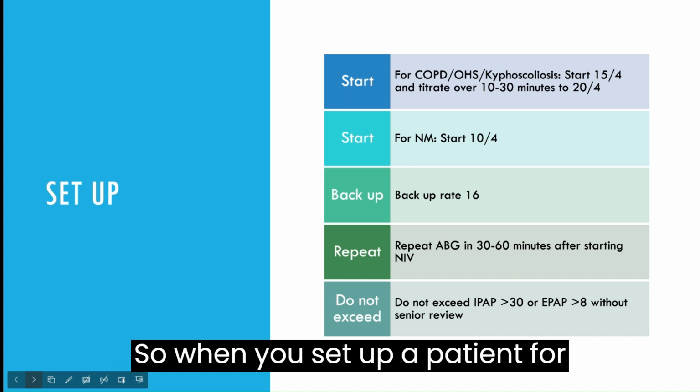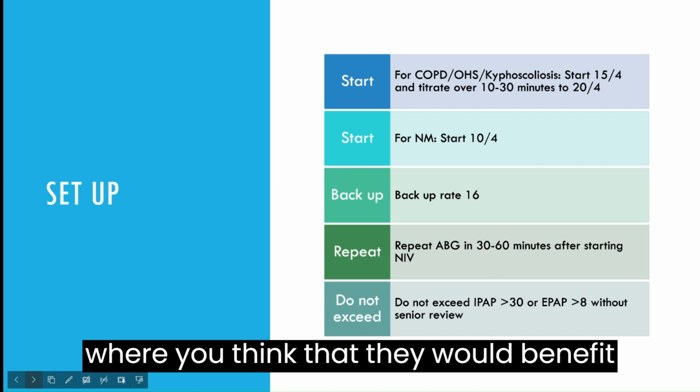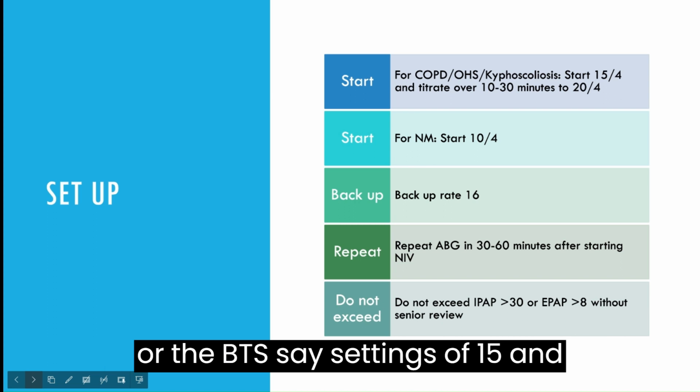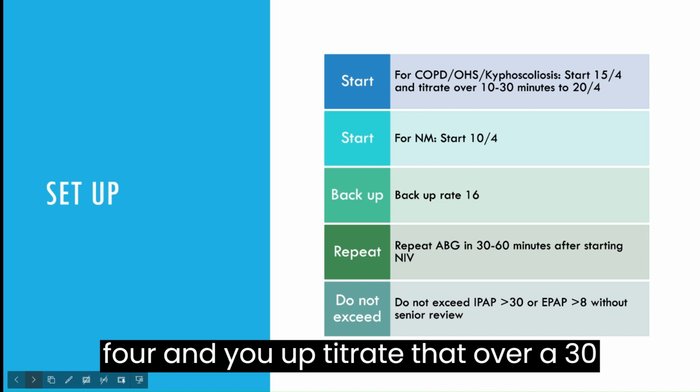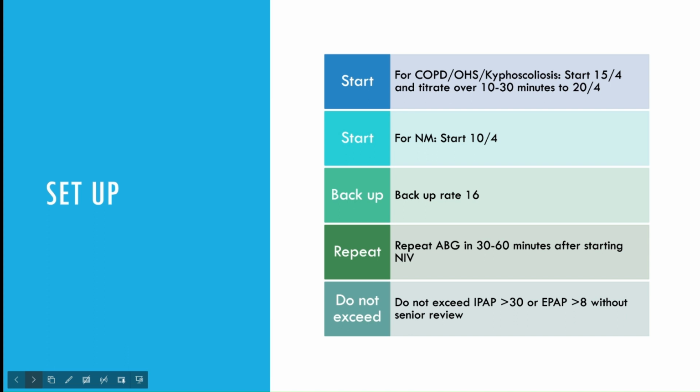So when you set up a patient for NIV and they've reached that threshold where you think that they would benefit from it, you usually start with settings, or the BTS say settings, of 15 and 4, and you up titrate that over a 30-minute period up to 20 and 4.